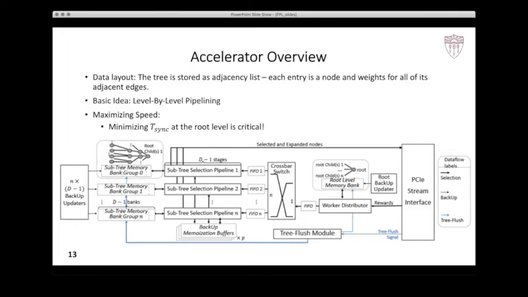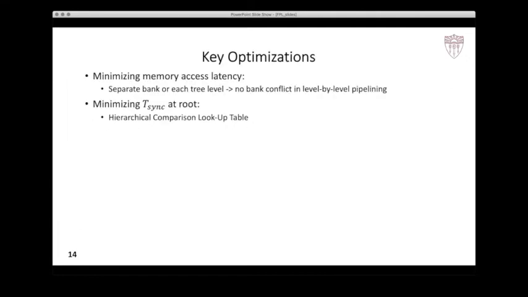The key idea behind this is to take advantage of level-by-level pipelining, where multiple workers can work concurrently on different tree levels. We also vertically partition the tree into different subtrees and let a root-level worker distributor assign the workers to different subtree pipelines at runtime. Because all the workers have to be serialized at the root level, we note that an important optimization for maximizing speed is to minimize the interval T-sync at the worker distributor.